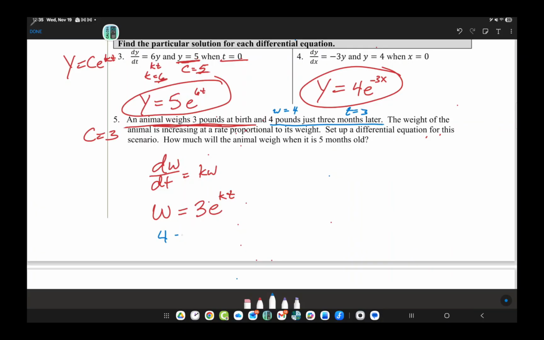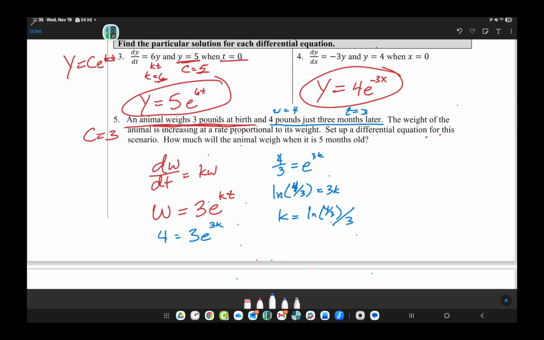So 4 is equal to 3e^(3k). How do we get k by itself? 4/3 equals e^(3k). Natural log of 4/3 equals 3k. So k is equal to what? Natural log of 4/3 over 3.